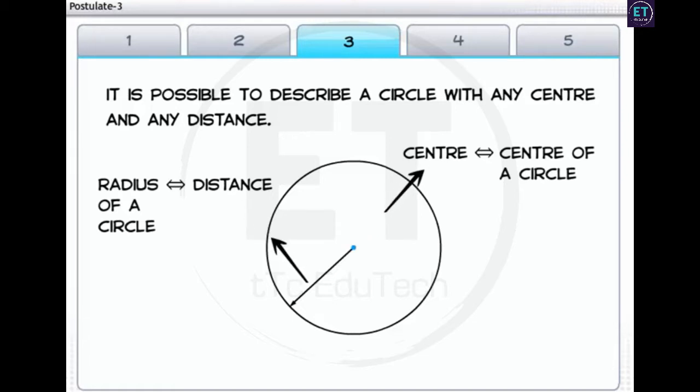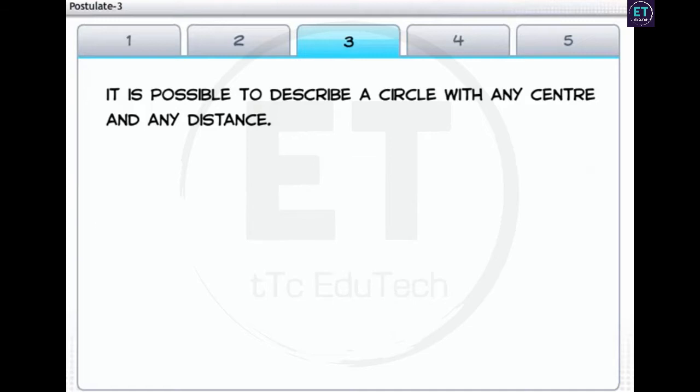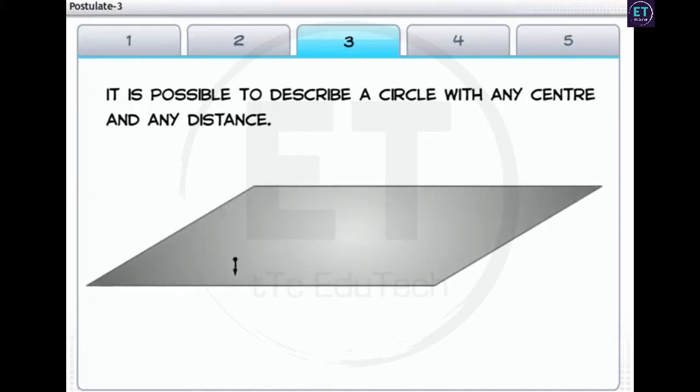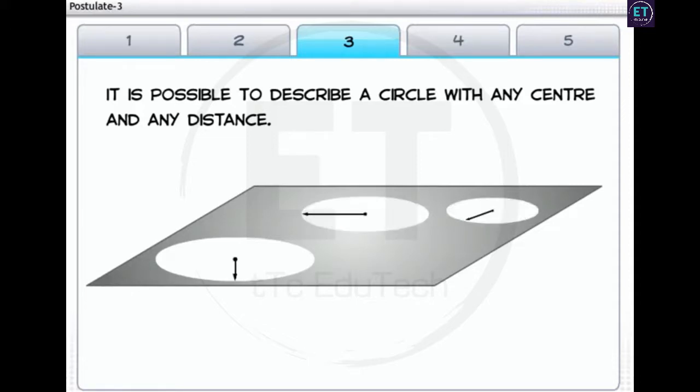This postulate indirectly describes the shape of the circle, where the distance between the center and any point on the circumference of the circle is the radius. Geometrically speaking, this postulate means that you can draw a circle starting with the center at any point on the plane and describe the circle with any radius.